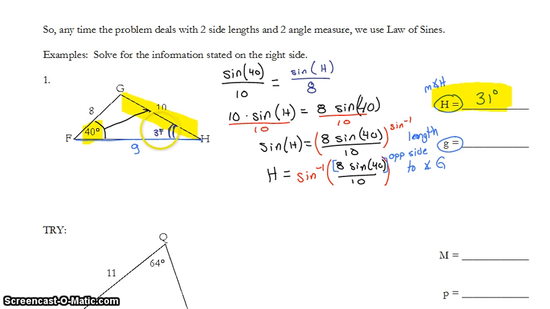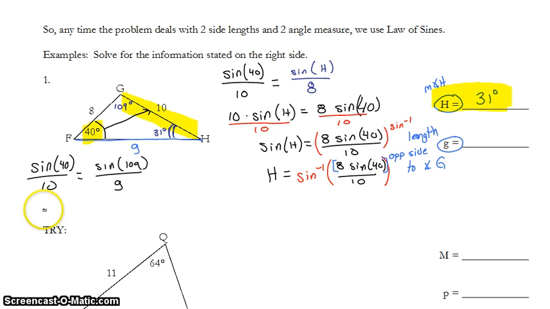If this is 31 degrees, 40 plus 31 is 71. 180 minus 71 is 109 degrees. To find G, I'm going to once again use these known measures. Sine of 40 over 10, and set it equal to the variable I'm solving for now. Sine of 109 over G.